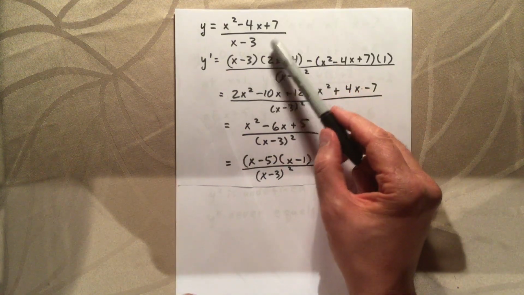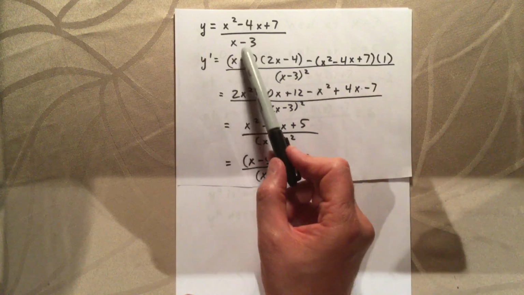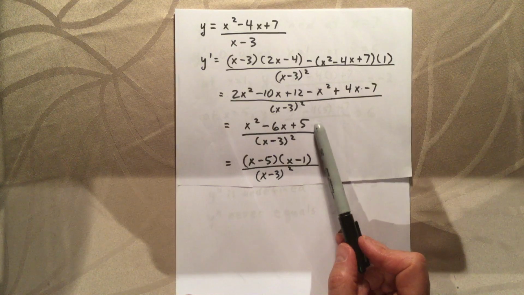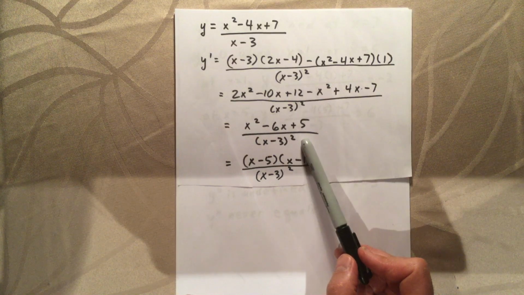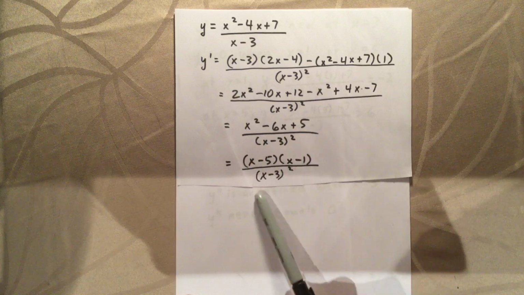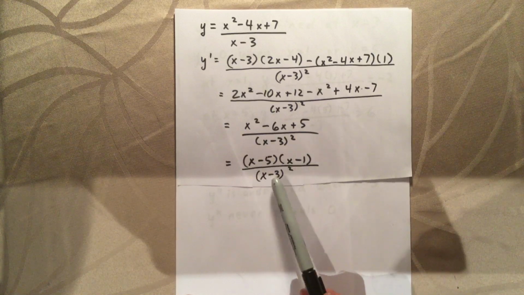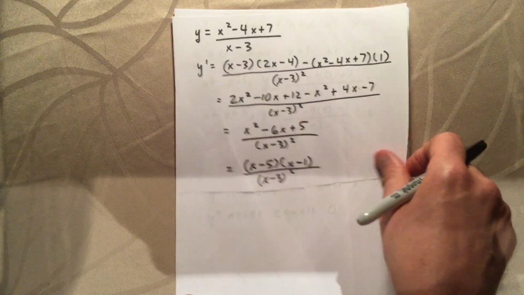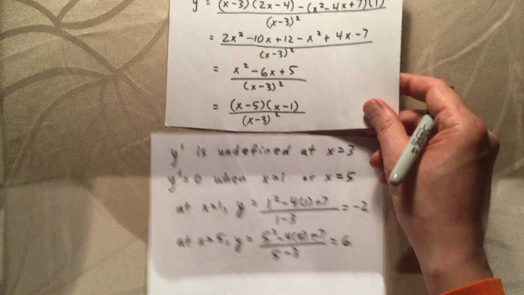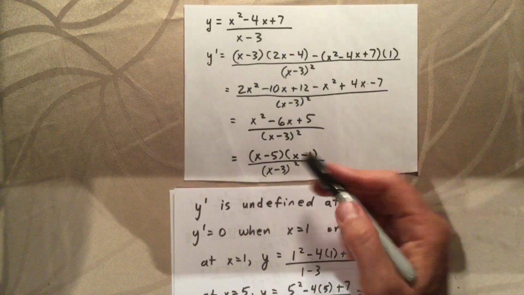Well, we see that we have y equaling (x squared minus 4x plus 7) over (x minus 3). Using the quotient rule and finding the derivative, it simplifies to (x squared minus 6x plus 5) over (x minus 3) quantity squared. Our numerator can factor to (x minus 5) times (x minus 1), and our denominator is (x minus 3) quantity squared. That means that y prime is undefined at x equaling 3.